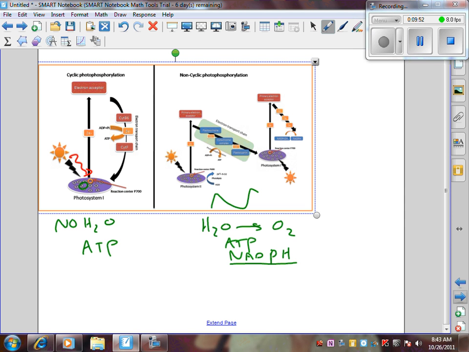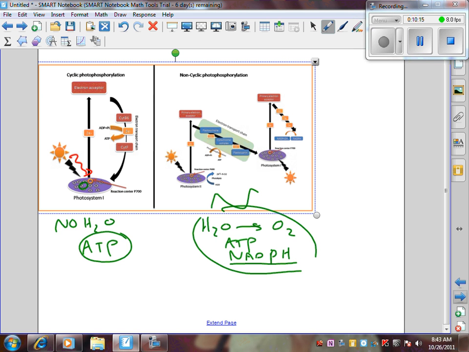plant's needs, the plant can actually shift between the needs that it has. You know what I'm talking about. So if we need more ATP, we're going to do more cyclical. If we need more NADPH, we're going to do more non-cyclical. But the key is that these are both photophosphorylation processes.